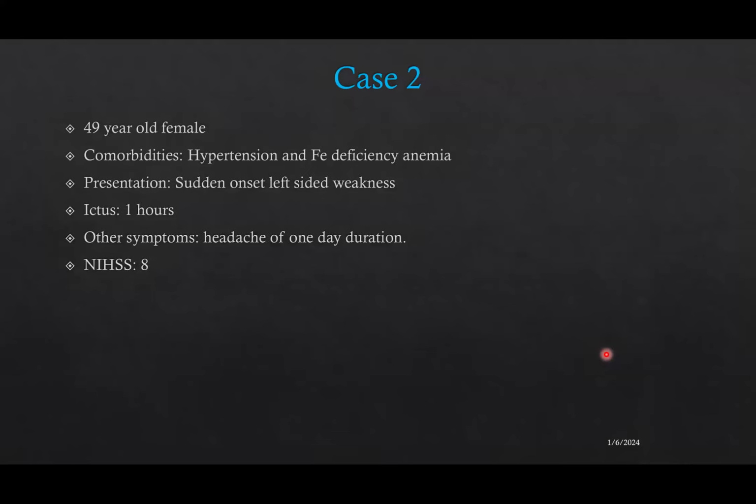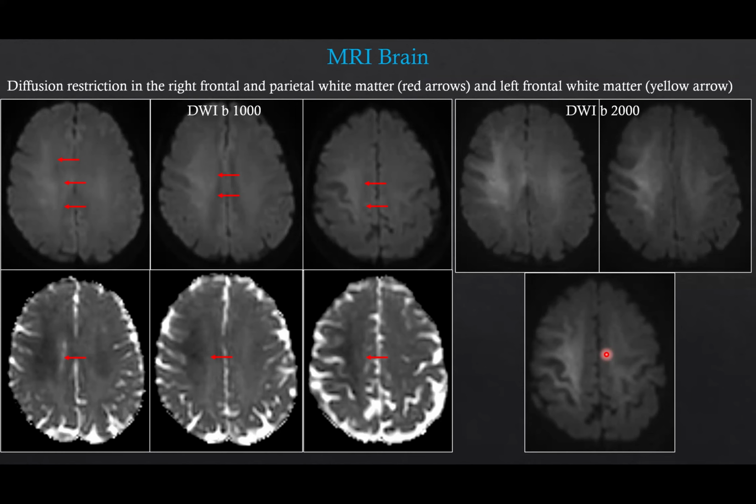Now this is the diffusion. There is subtle diffusion restriction seen involving predominantly the white matter in the right cerebral hemisphere. This is the B1000 and B2000 images. The findings are more apparent on the B2000 images. Also, we can see a very subtle finding of diffusion restriction, again better seen on this ADC map, in the contralateral hemisphere. Again, in both hemispheres the diffusion changes are involving the white matter.